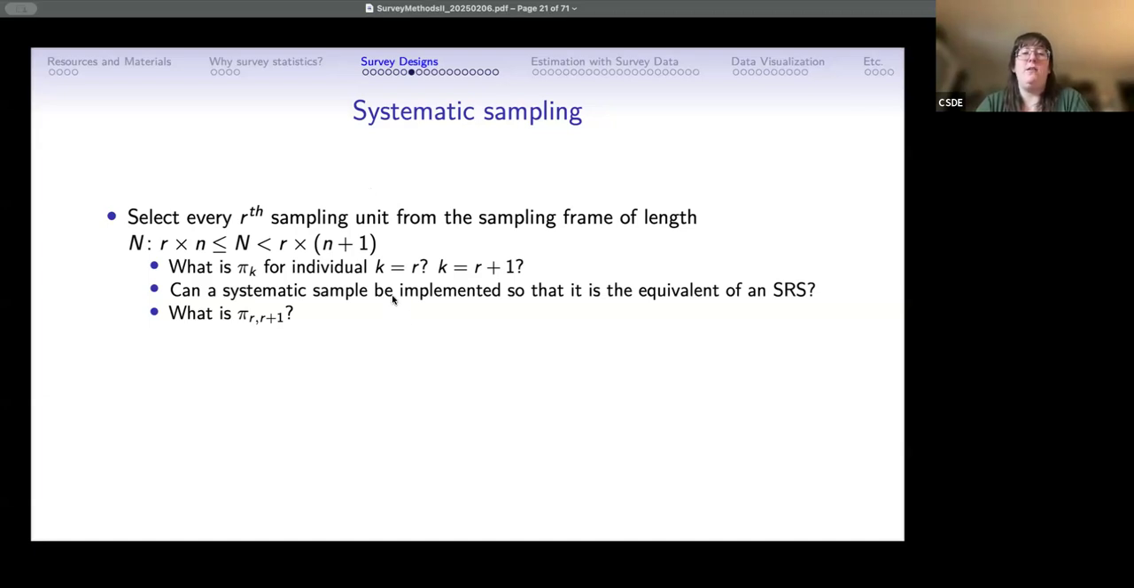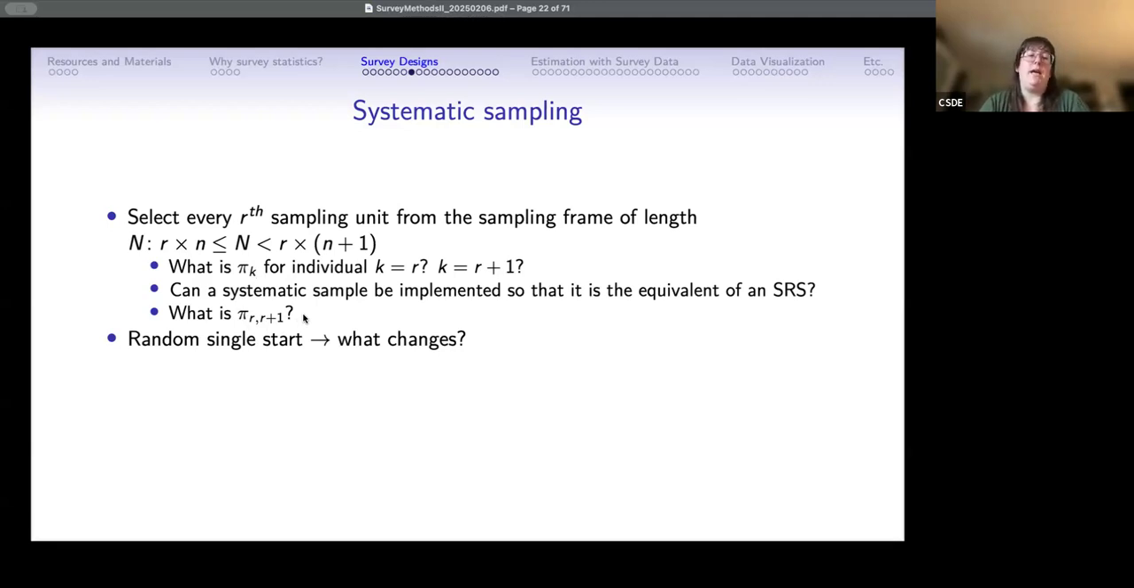However, people can do something like randomize our list of names, right? If we shuffle the list and then we always take the 8th person, we're basically doing an actual simple random sample. And in that case, we could actually calculate pi of k and pi of k prime and pi of r and pi of r plus 1. And it would look just like sampling without replacement.